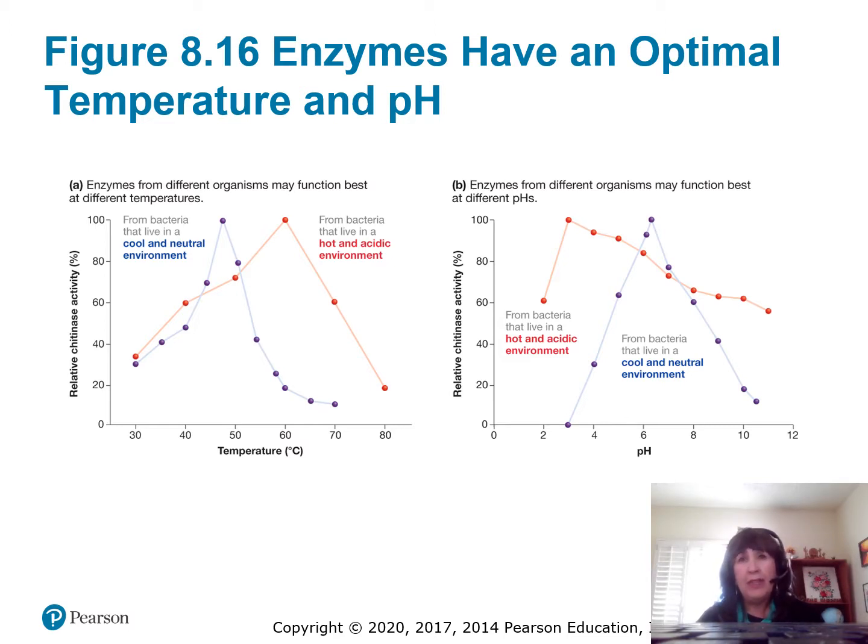But the interesting thing about these graphs, do you notice that all of these look like little mountains? So when we say that there's an optimum temperature or an optimum pH, notice that the graph always goes up and then down. It looks like a mountain. Not too little, not too much, just right.